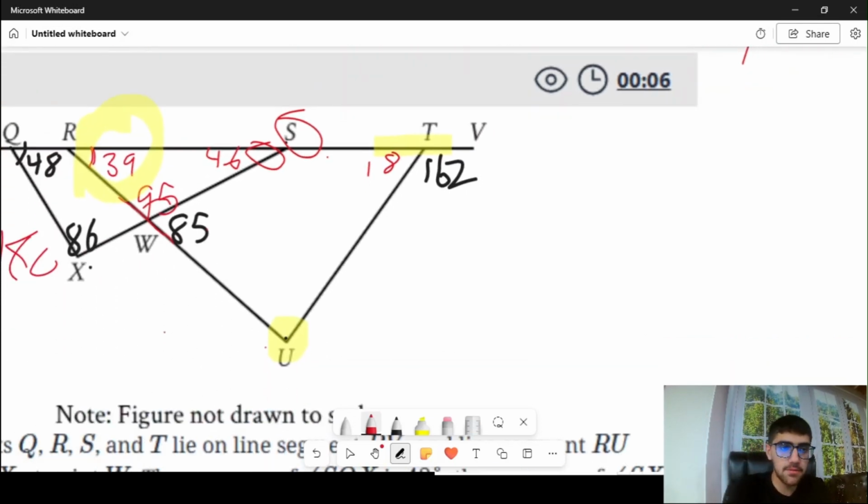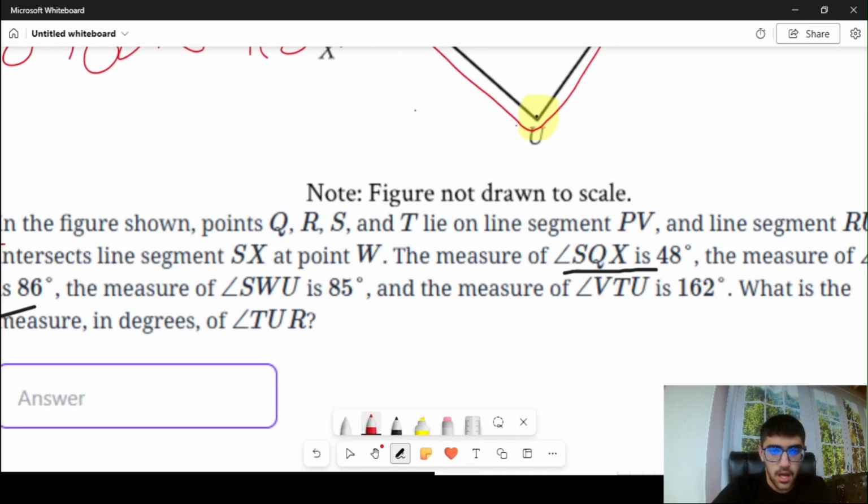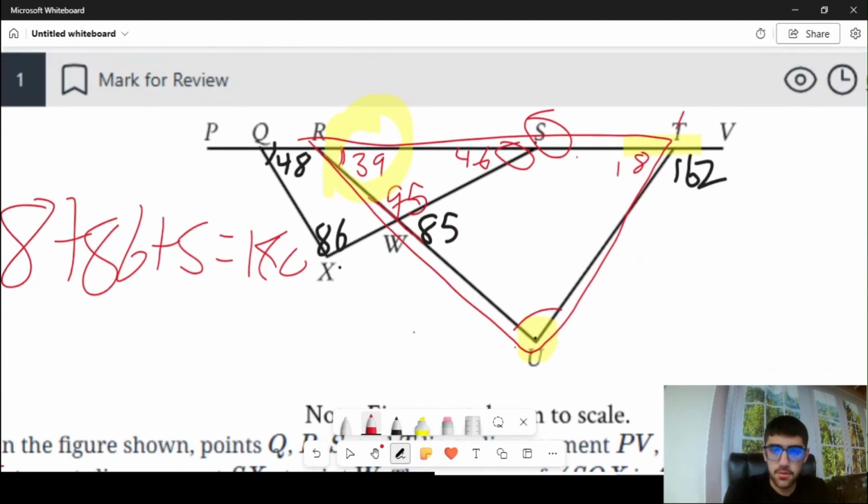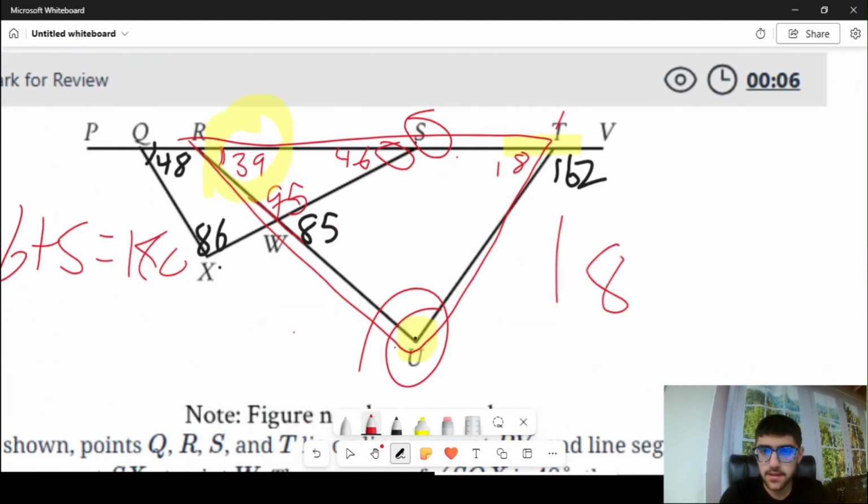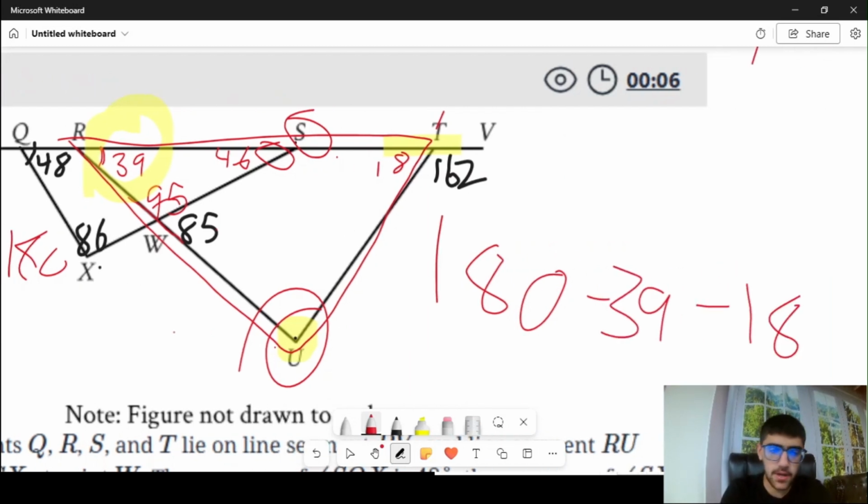And then same thing, remember we're looking at this big triangle. And so now we can finally solve for the angle they wanted, which was TUR. So TUR, which is this one. So then I just do 180 minus 39 minus 18. Let me just first solve it, then I'm going to talk about that. 180 minus 39 minus 18, I get 123.